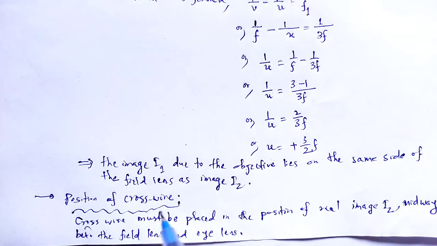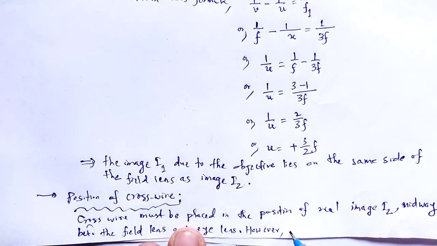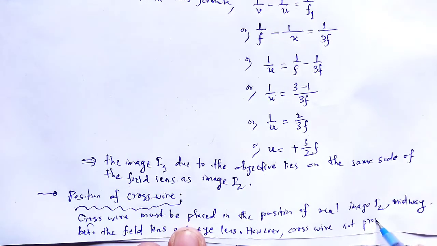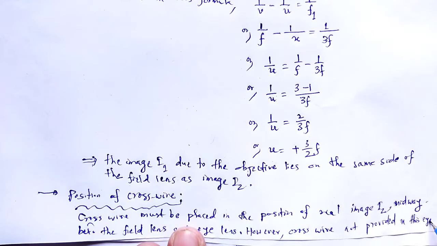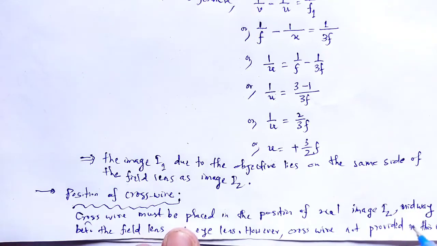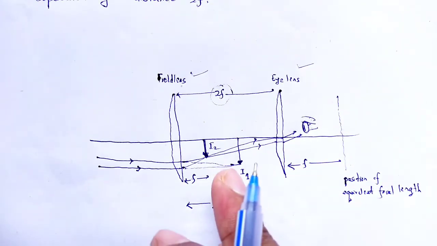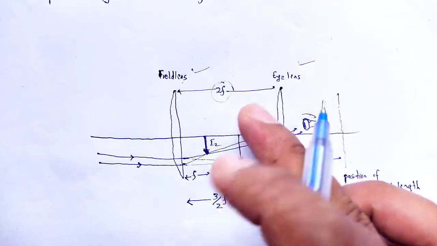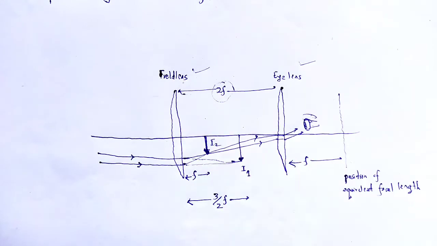However, in the particular case of Huygens eyepiece, the crosswire is not provided in this eyepiece. If the crosswire were there, it would be at I2, which is exactly the mid position of the field lens and eye lens. The distance is 2f and that distance is f.